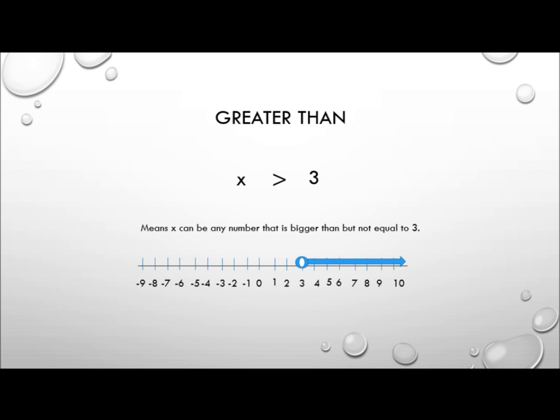The statement x is greater than 3 means x can be any number that is bigger than but not equal to 3. We can represent this on a number line by an arrow pointing away from the number 3, where the circle at one end of the arrow is not filled in.